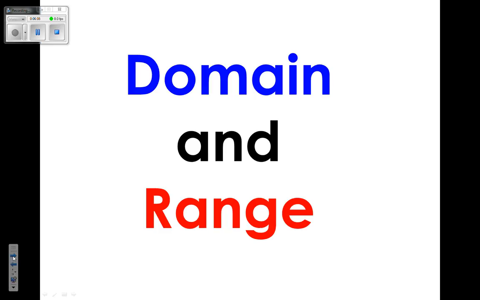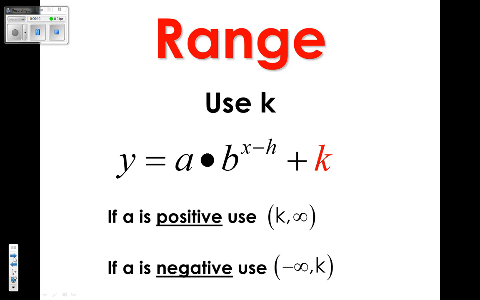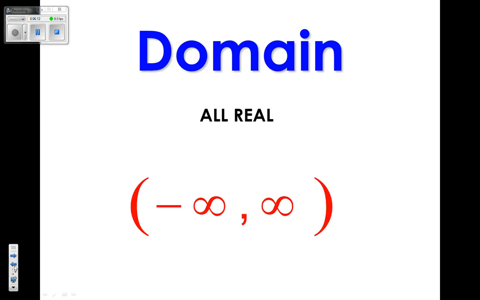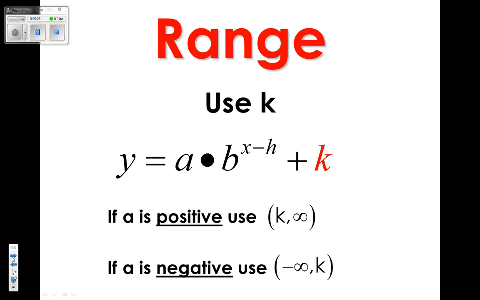All right, look at domain and range now. For exponentials, when you'll see this in a minute when I show you the graph, your domain and range is all real numbers. Just like what? What else had a domain and range of all real numbers? Yes, the parabolas, or your quadratics, yes. The range, you're going to use k.